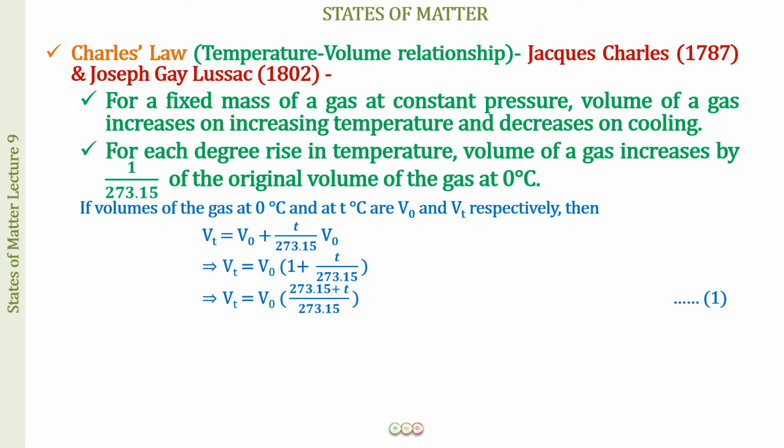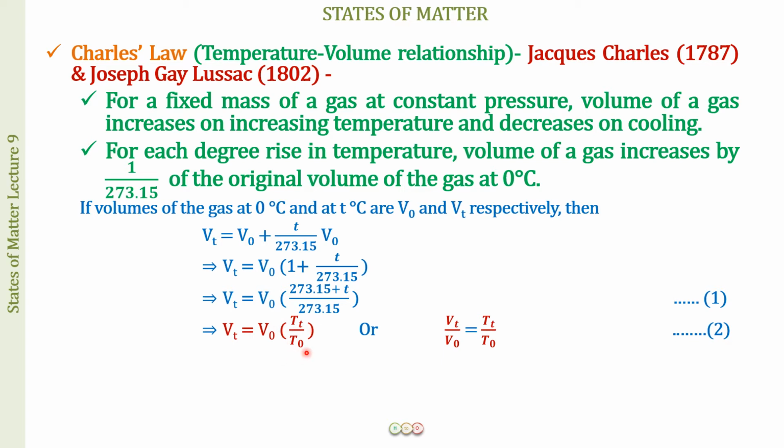Now please be very attentive. What I'm going to do is write this equation as Vt equal to V naught into Tt. You can understand this is a capital T, this is a small t, divided by T naught.